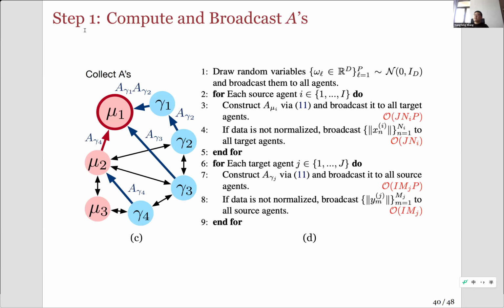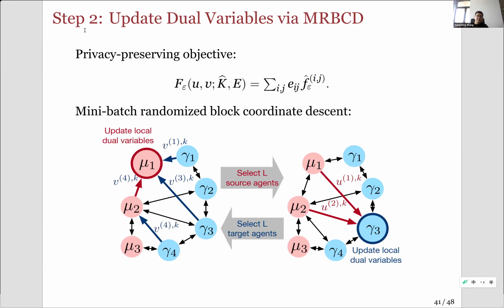And here is the diagram. In the first step, we need to compute and broadcast the sketches, and each source agent computes its own sketch, and each target agent computes its own sketch. These sketches are exchanged between communicating agents, and then we update dual variables through the mini-batch randomized block coordinate descent, and then compute and broadcast the distance.